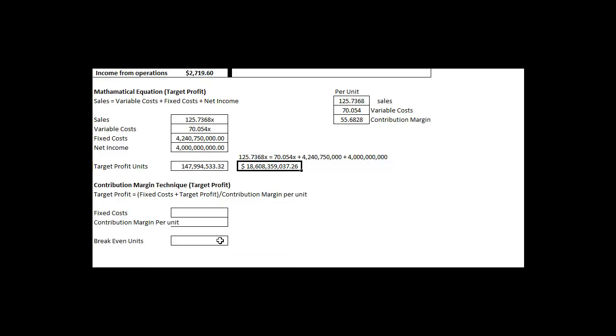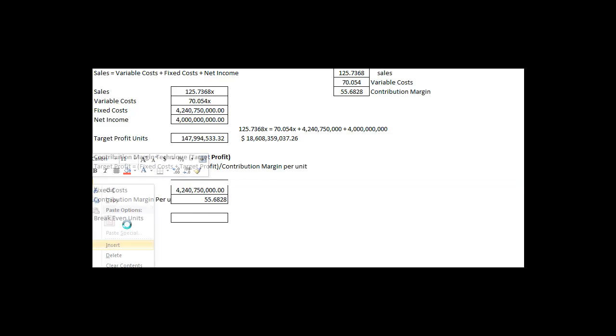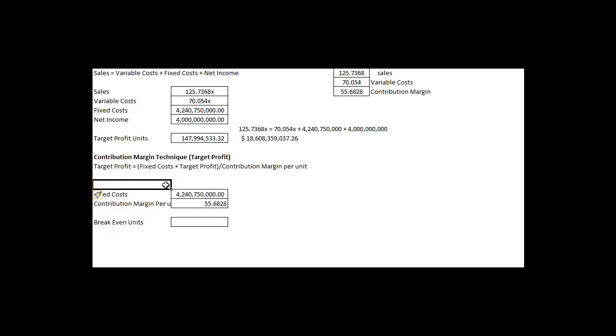If we were to use the contribution margin technique to figure this out, it's almost similar to the break-even. The only change is we've added target profit because our net income is no longer zero. It's going to be something larger. So my fixed costs are the same as they were before. Contribution margin per unit is the same as it was up here. I forgot to add a little box here. We can do that on the fly, and we'll call that target profit or net income, target profit input, and that would be the 4 billion that I want to hit.